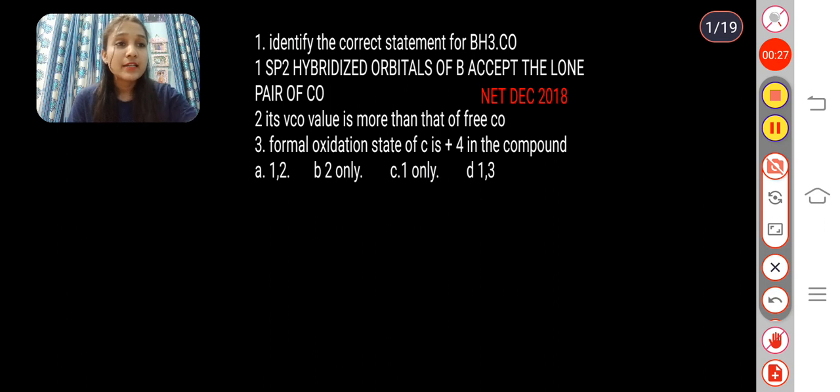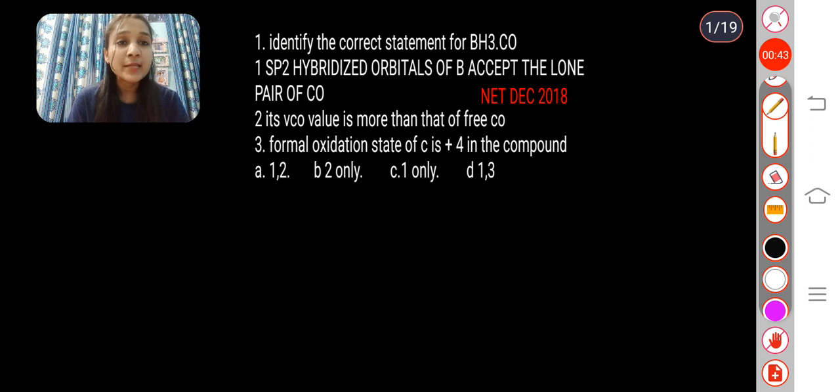So let's start with the first question. Identify the correct statement for BH3CO. We are given three statements and we have to identify the correct one. First is, sp2 hybridized orbital of B accepts the lone pair of CO. This is not correct because an sp2 hybridized orbital does not accept the lone pair. Here the empty p orbital accepts the lone pair. So the first one is not correct.